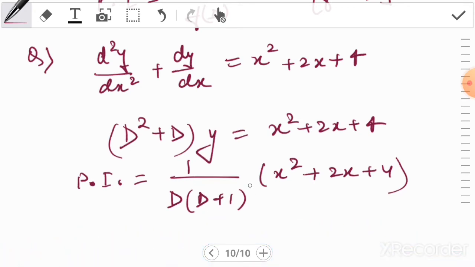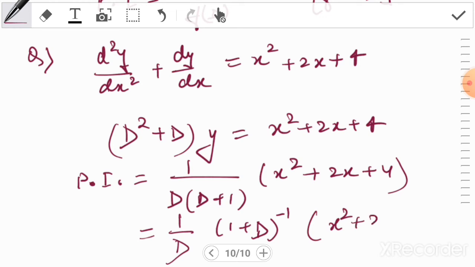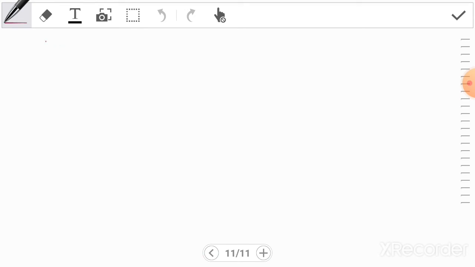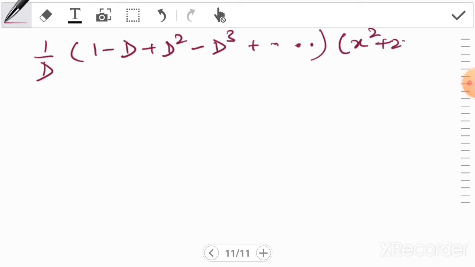Since we know the expansion of 1 plus D inverse, let us take the inverse of (1 plus D), x square plus 2x plus 4. So 1 by D, and (1 plus D) to the power minus 1 is, let us write it directly here, 1 minus D plus D square minus D cube and so on, on x square plus 2x plus 4.